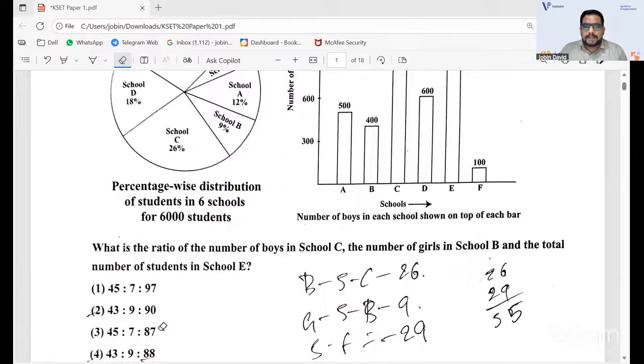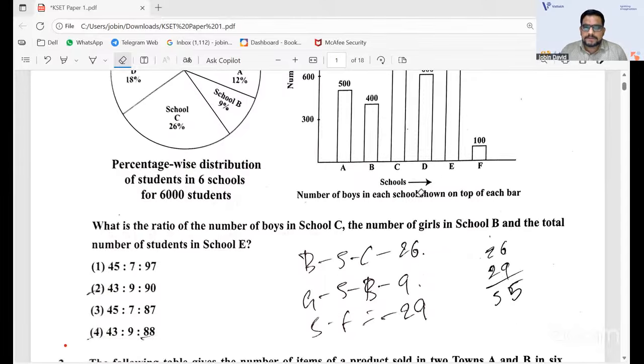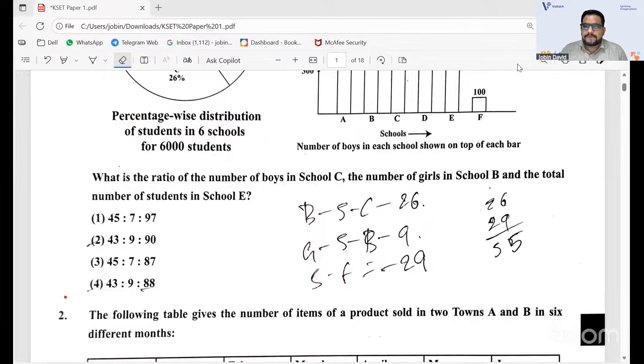Now you need the ratio of the number of boys in school C, the number of girls in school B, and the total number of students in school E. So you have to have the quantities: school C and B together, and then E. When you calculate, you'll have the data as 45 is to 7 is to 87. So that is the answer for the first question.